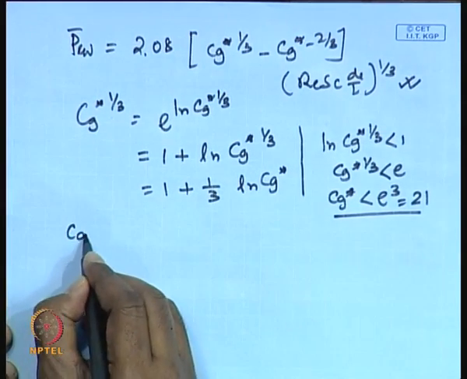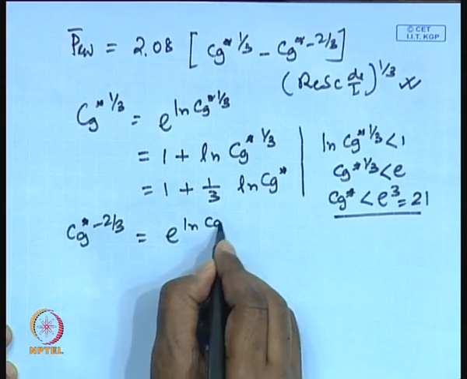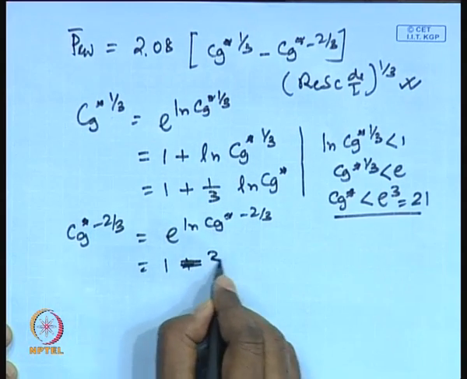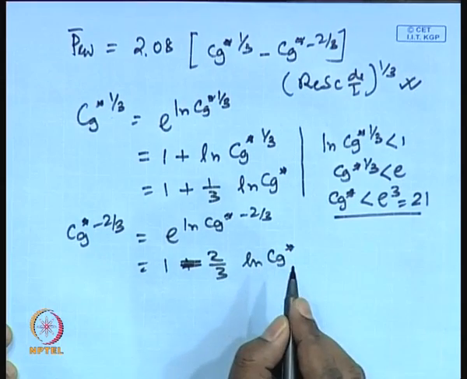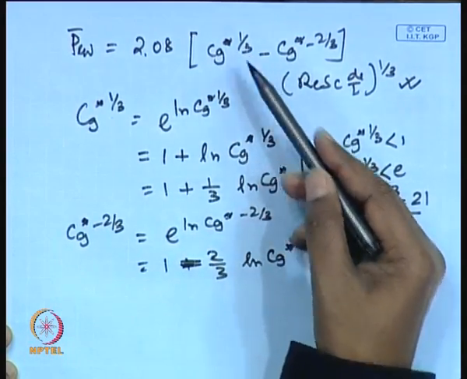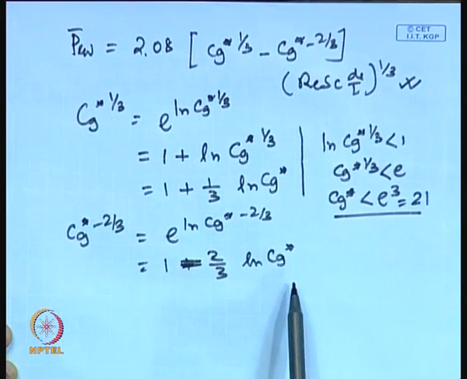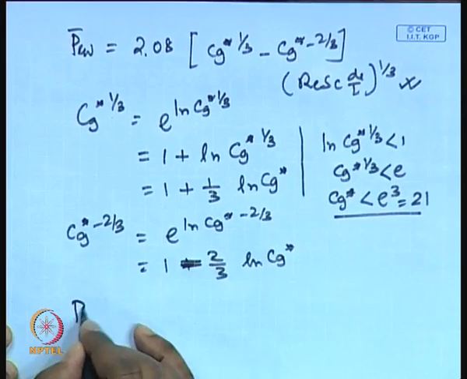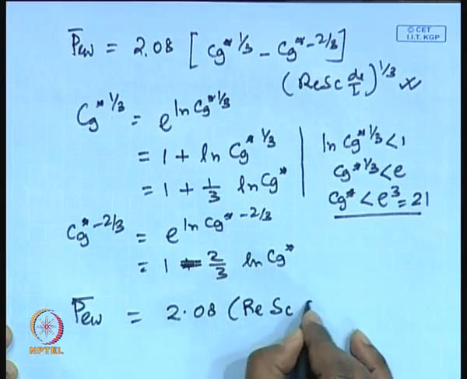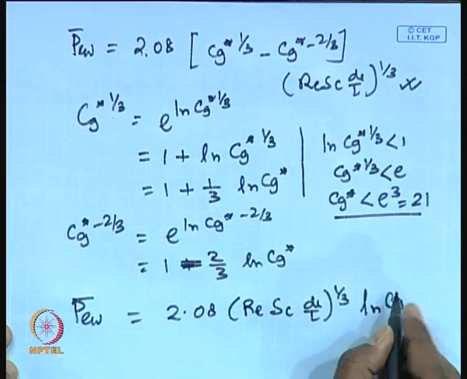Okay. So, I can write down Cg star to the power minus 2 by 3 as e to the power ln Cg star to the power minus 2 by 3. Again, doing the same thing, we can write it as 1 minus 2 by 3 ln Cg star. Once we do that, we substitute in the governing equation and you will see Cg star to the power 1 upon 3 minus Cg star to the power minus 2 by 3, the 1 over 1 gets cancelled out, and 1 by 3 ln Cg star plus 2 by 3 ln Cg star becomes only ln Cg star. So, the length averaged permeate flux becomes P w bar equal to 2.08 (Reynolds Schmidt d by L) raised to the power 1 upon 3 ln Cg star, meaning Cg by C naught, right? ln Cg star.